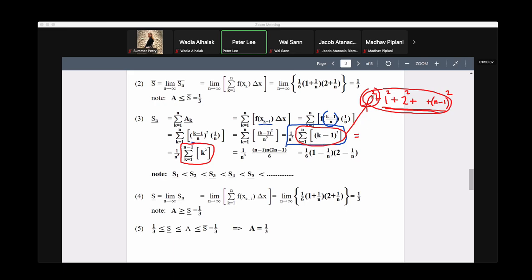This sigma right here has a 0 squared, but 0 squared is 0, so we don't need this one. The rest of it is the same sum. And then you apply the sigma k squared formula with n minus 1, not n, and then you get this. And then you get this.